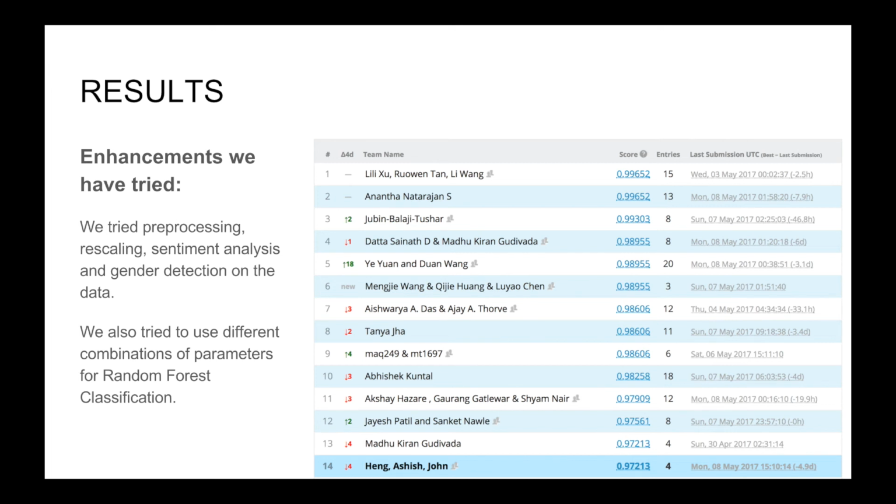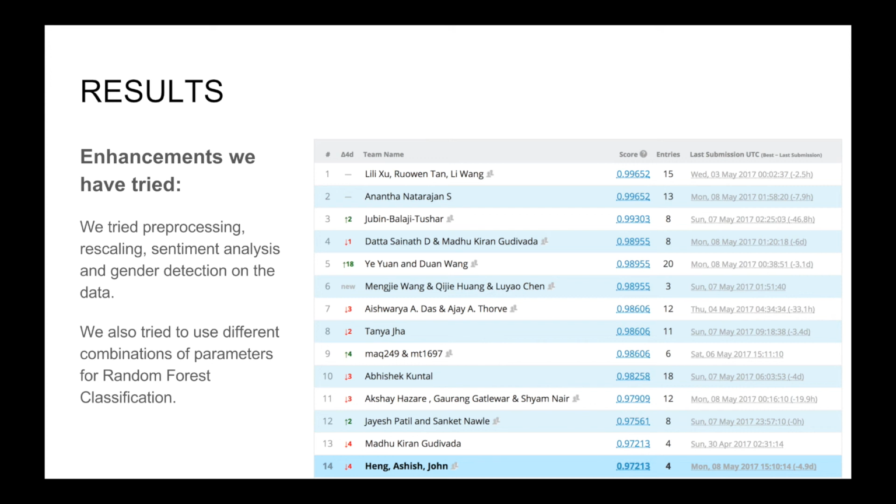However, although in local testing we had a highest of 93%, unfortunately, when we submitted to the Kaggle competition, we still stuck with the highest score we had, which was 97.213%.